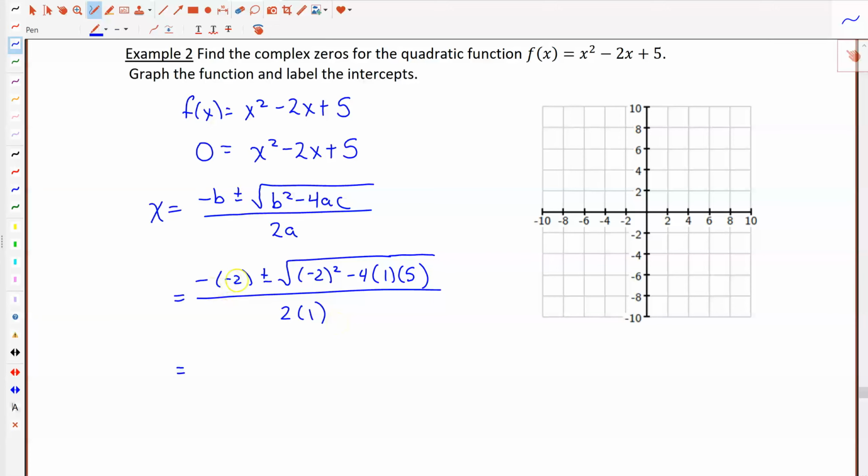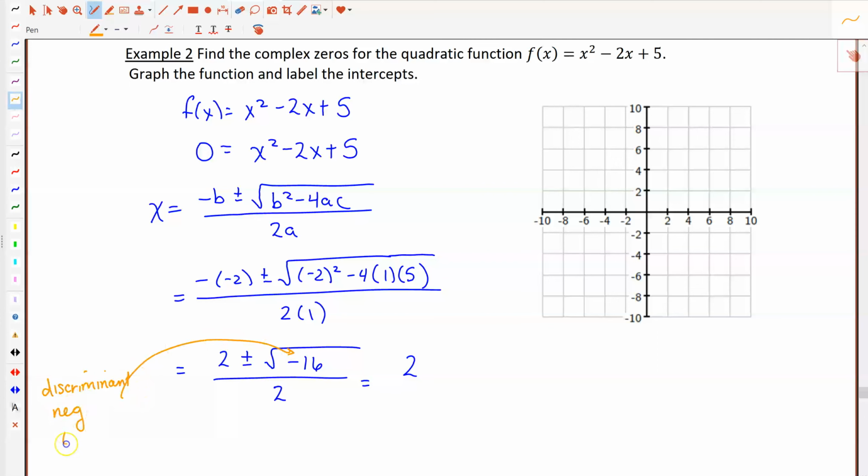Alright, let's clean this up. So out in front I'll just get 2 plus or minus the square root of, so this is going to give me 4 minus 20, so 4 minus 20 is negative 16, and then all over 2 times 1, which is 2. Alright, so I can see right here my discriminant is negative, so that implies I'm going to have 2 complex solutions.